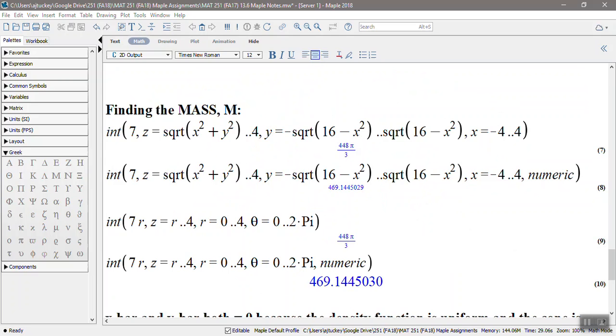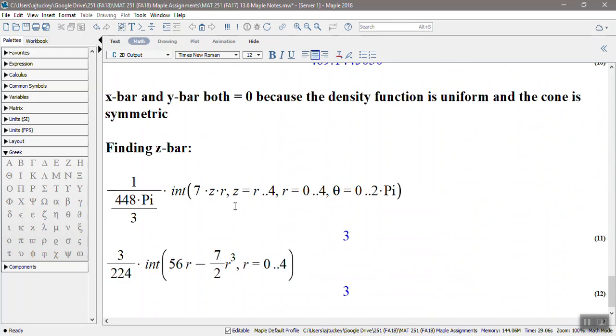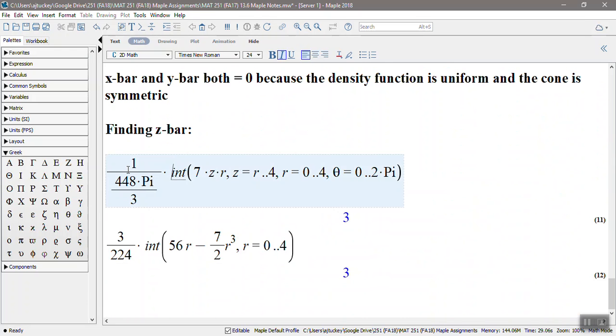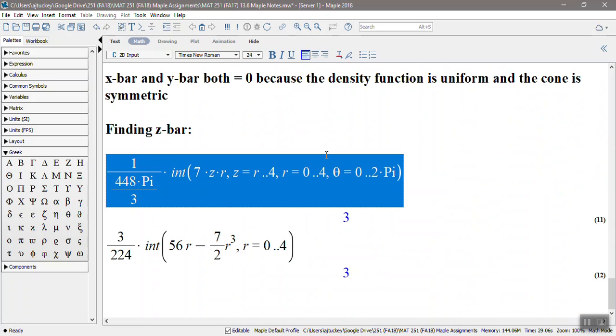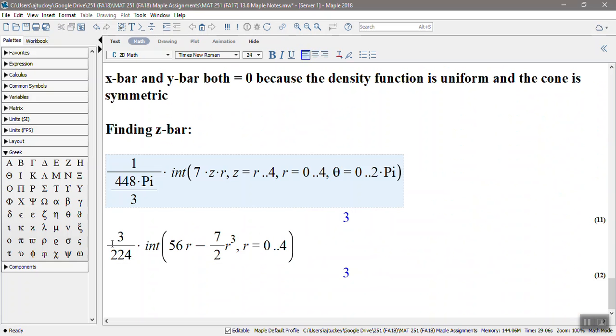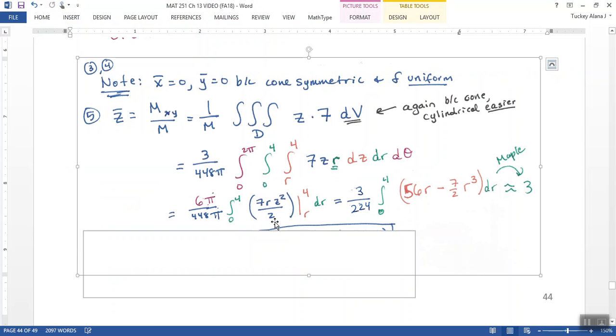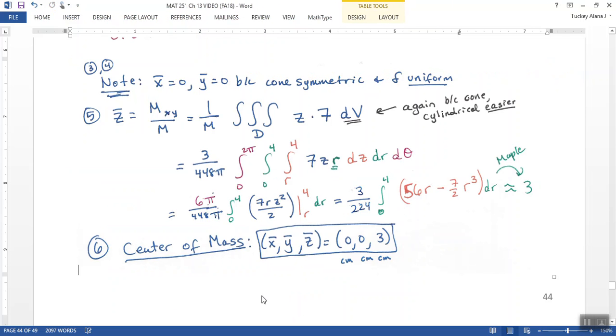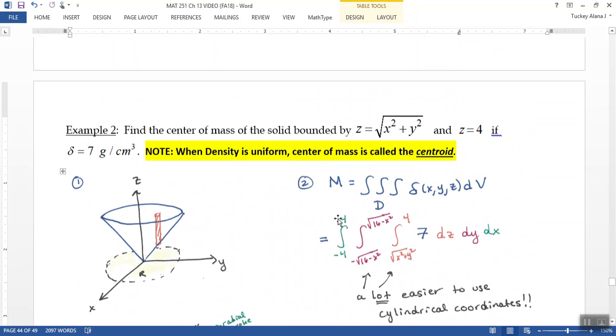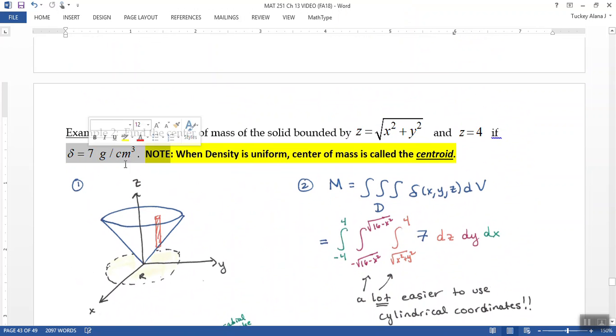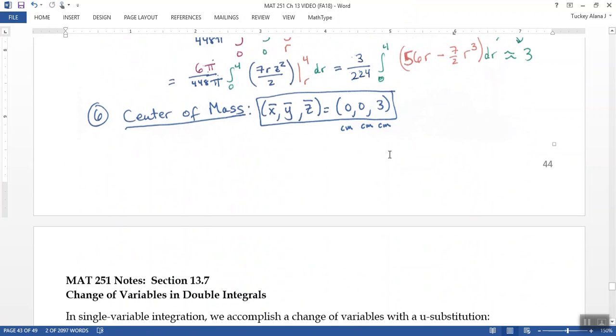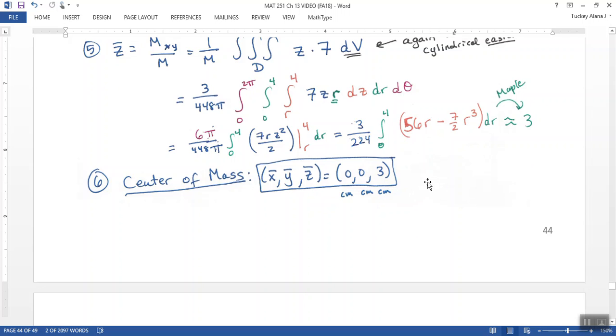And then I just made Maple do it. And it came up with an answer that kind of surprised me. So I was glad I checked myself. I put in the original function and then I put in that reduced one that I had come up with. And both of them gave me 3. The answer is 3. So that means that my center of mass is 0, 0, 3, where each of those is in centimeters. And that's because my density was in grams per centimeters cubed right here. So that means that the x, the y, and the z distances all have to be in centimeters.